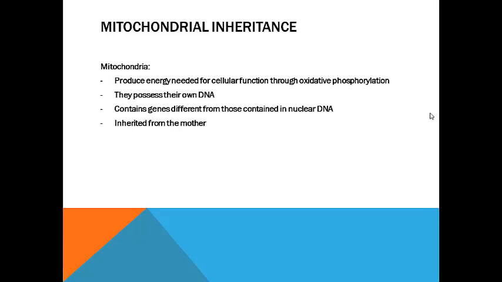And finally, mitochondrial inheritance. Mitochondria produce energy needed for cellular function through oxidative phosphorylation. They possess their own separate DNA. They contain genes different from those contained in nuclear DNA, and they're inherited from the mother. A mutation in mitochondrial gene can result in defective energy production and then a disease state.